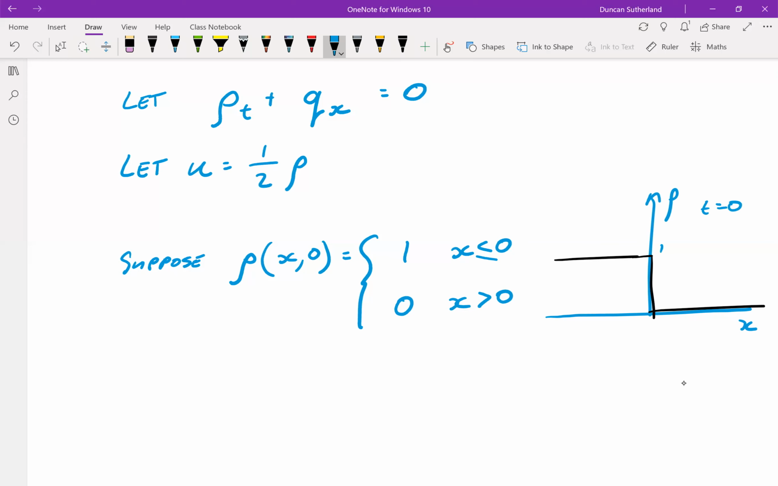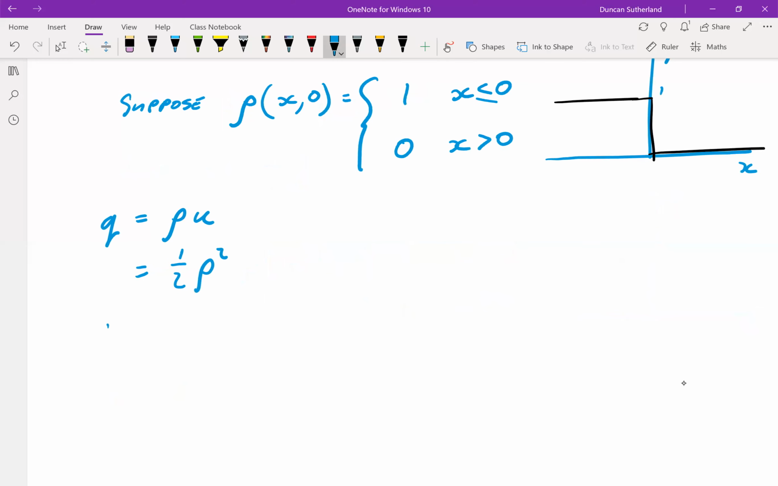What we've got to do is firstly cast our problem in terms of rho entirely. So we know that the flow, the flux or whatever this stuff is, Q is rho times u. So let's do that and then work out what Qx is. The flow is just a half rho squared, because we've got a rho there and a half and a rho there. Qx, by our function of a function rule, we've got a half, we differentiate rho squared, we get 2, so we've got half times 2 times rho times the derivative of rho with respect to x.